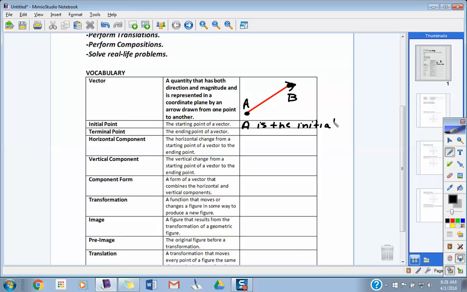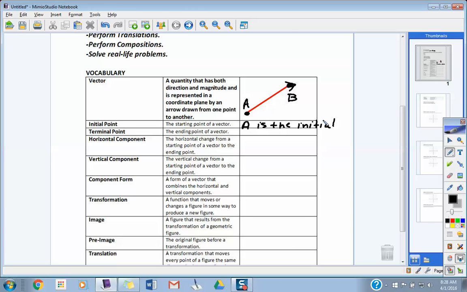Okay, how many of you guys have ever watched the Terminator movies before? Okay, what's the Terminator assigned to do? Go around and end people's lives, right? So what do you think terminal point means? End line. It's the end of the line, right? I like that, end of the line.